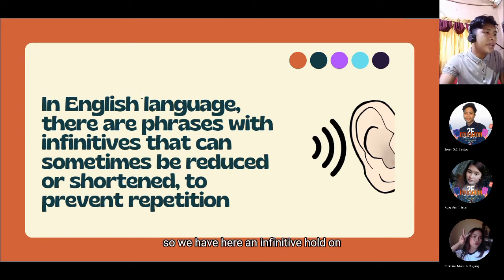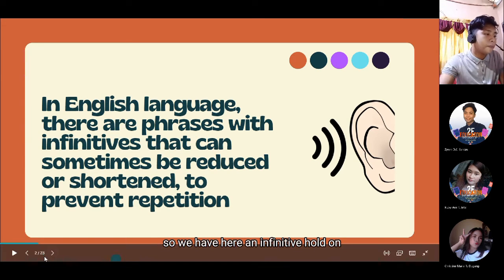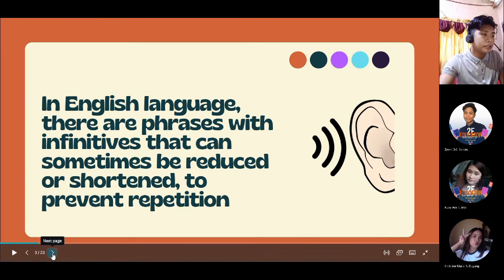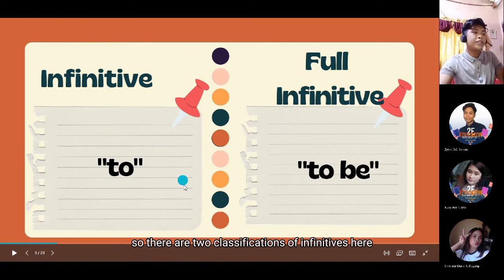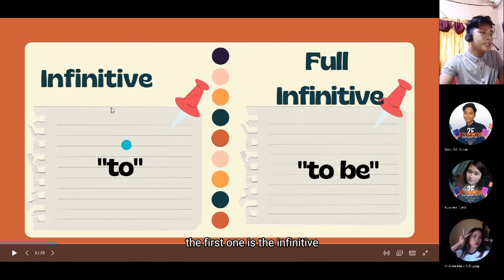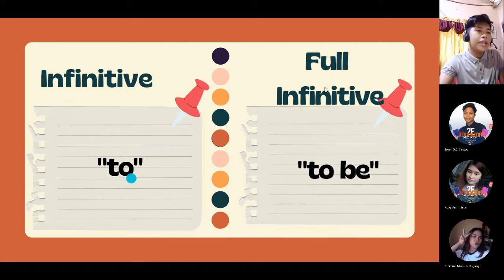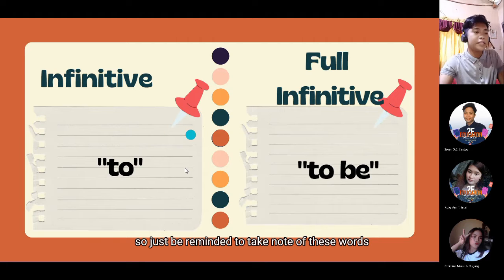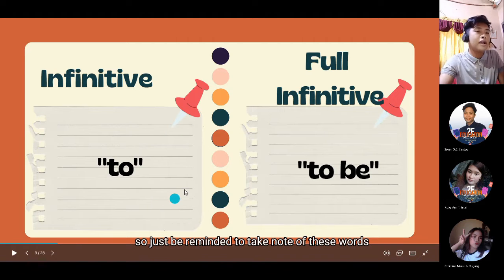So we have here an infinitive. There are two classifications of infinitive here. The first one is the infinitive, where we're just using the word to, and the full infinitive, which is the word to be. Just be reminded to take note of these words, infinitive and full infinitive.